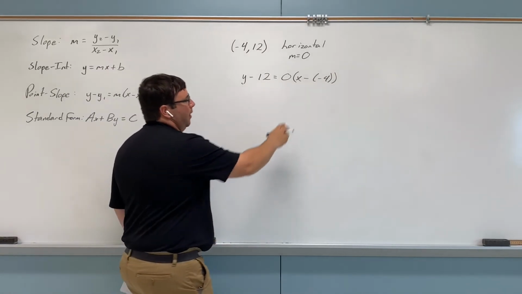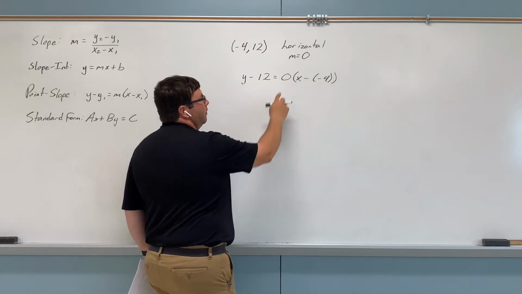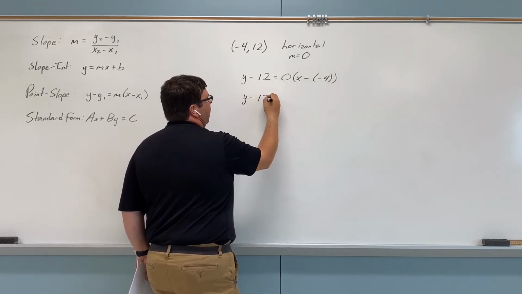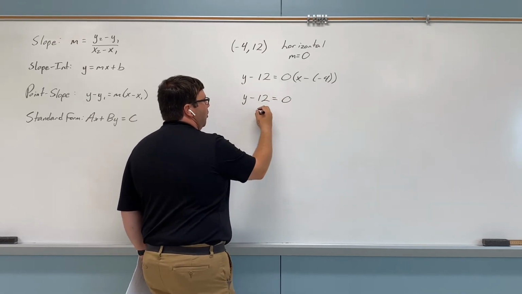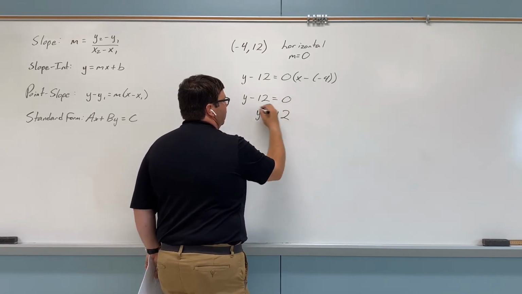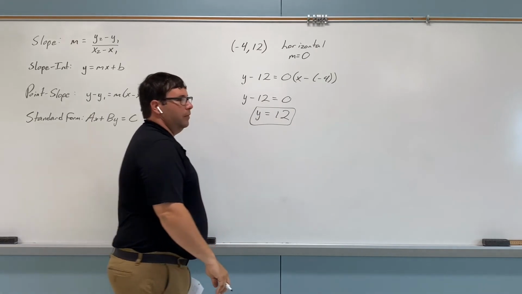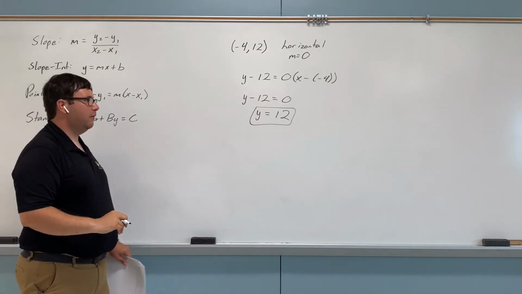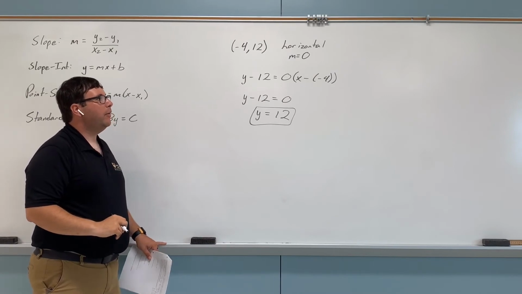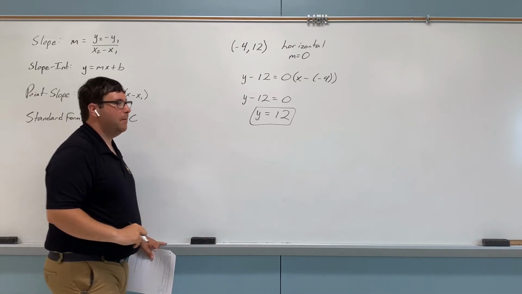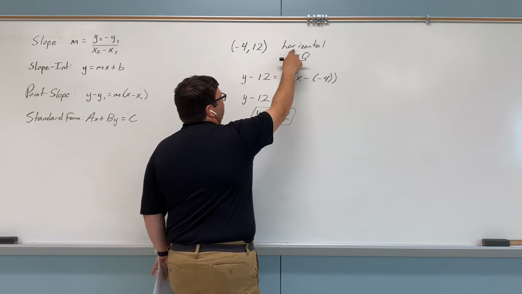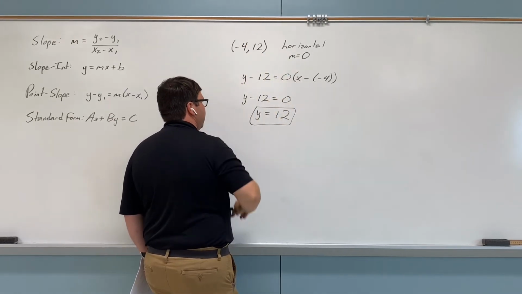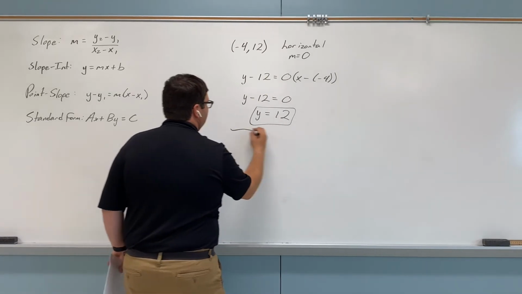I'm not going to worry about this side too much. Here's why. 0 times this is 0. So I have y minus 12 equals 0, or y is 12. Pretty straightforward. Very easy with horizontal lines. And you might have already identified that. You might have said, well, this is a horizontal line, so I just got to look at my y value. Fair enough. You easily could.